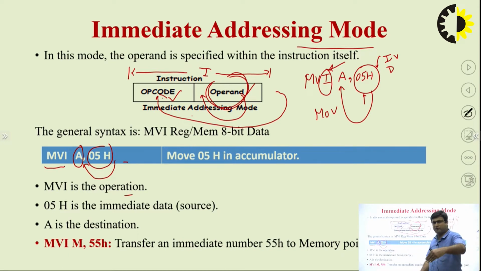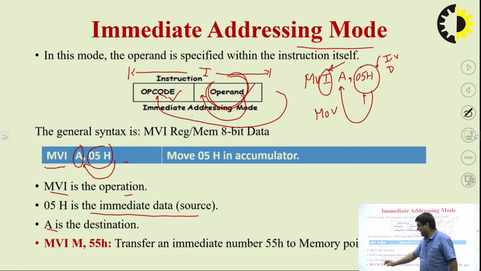What does the microcontroller have to do? The microcontroller has to move the immediate data into another register. This is the meaning of MVI. 05 is the immediate data. We are talking about the data, and this data will go into the accumulator register. So A is the accumulator.